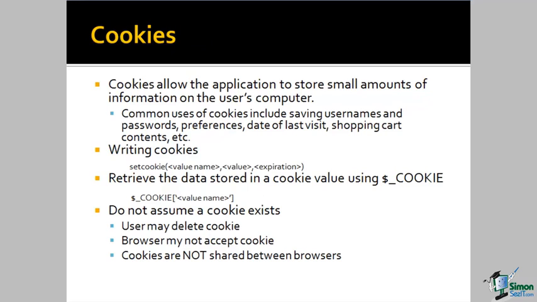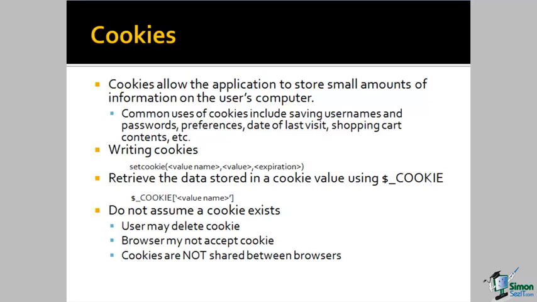Cookies are small bits of information that we can store on the user's computer on the client side. A common use of a cookie is to store a username and password, or the user's preferences on our website, or the date of the last visit on our website by that user, shopping cart contents, and other small bits of information that we can use to initialize the application when the user next visits.